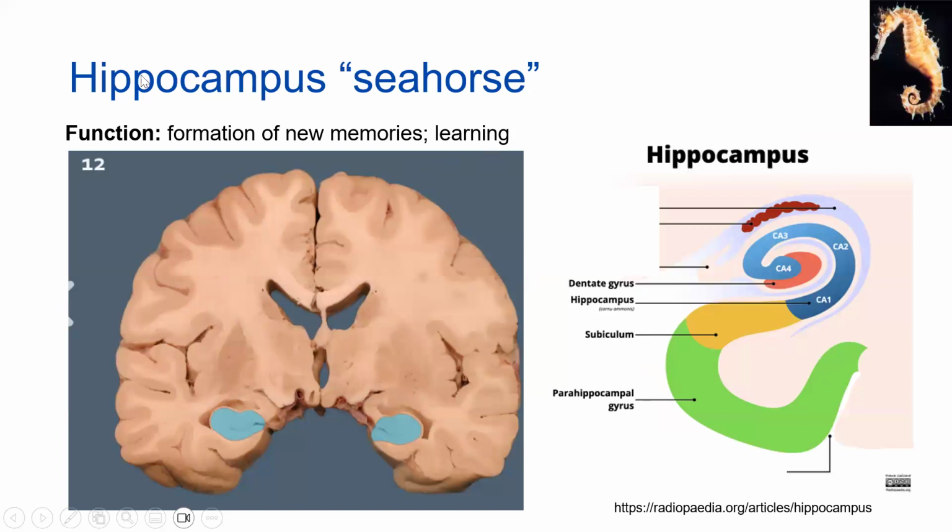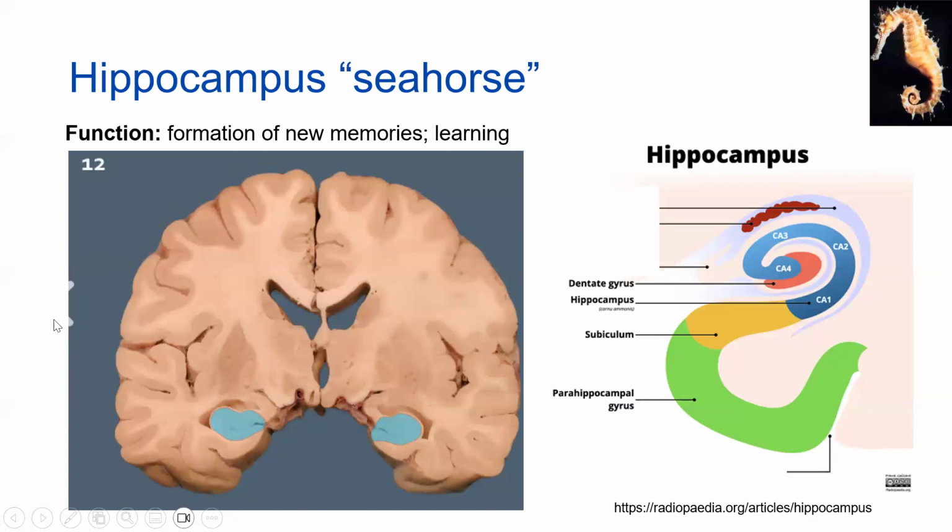Part of the limbic system is the hippocampus, which means seahorse, actually. The function of the hippocampus is formation of new memories and learning. Here in blue, you can see the outline of the hippocampus, and it is in the shape of a seahorse, kind of. And that's from where it gets its name.